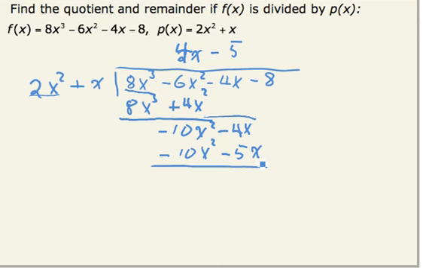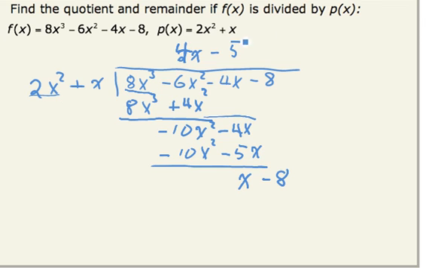I'm going to subtract again. If I subtract negative 10x squared, it becomes positive 10x squared. Combine there, I get 0, which is what I'm supposed to be getting. If I subtract negative 5x, this becomes positive 5x minus 4x is positive x. Bring down the 8. Now I ask the question, how many times does 2x squared go into x? And that doesn't work. This polynomial is of degree smaller than this degree, so we stop now.